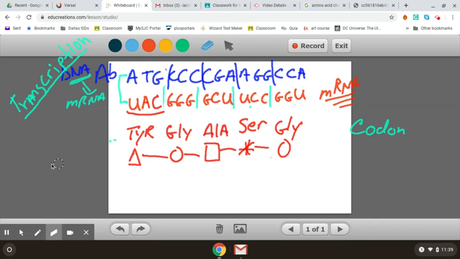That's our antibody, rather. This process, which we call transcription, was the process of taking DNA and making it into RNA. The process of taking RNA and making it into a protein, because that's what this is. This is now a protein, right? That process is called translation.